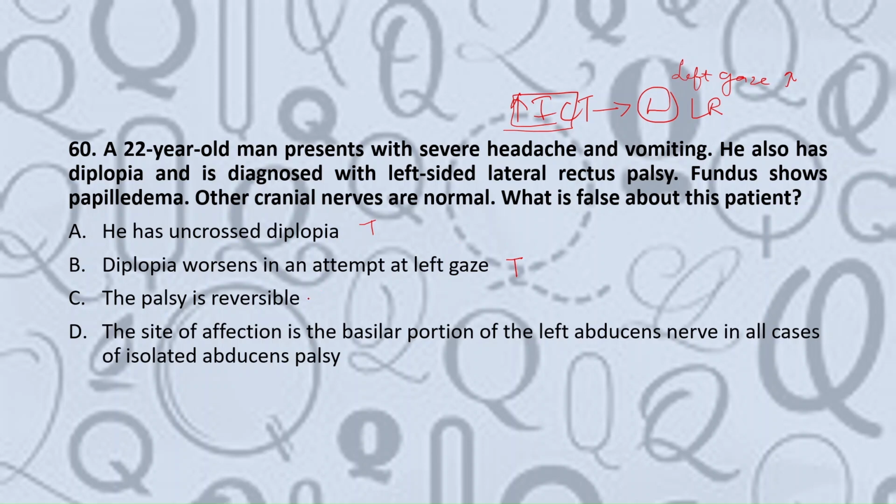The palsy is reversible. Yes, once you bring down the raised ICT, the palsy can be reversed. The site of affection is the basilar portion of the 6th nerve in all cases of isolated abducens palsy. So this cannot be true. We cannot say everything absolutely. We can have fascicular portions of the 6th nerve also affected without causing any other nerve affection. So the answer here is D.